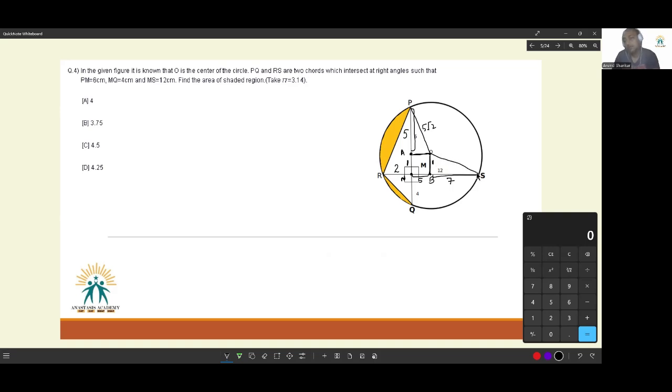OS will again be 1. 1 square plus 7 square. This will be root 50 or again 5 root 2. So radius of the circle is 5 root 2. This is guaranteed. Now, here comes the beautiful part. Absolutely observationally important.